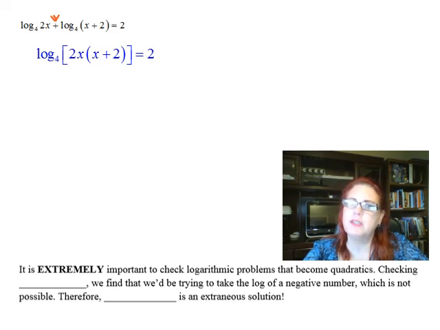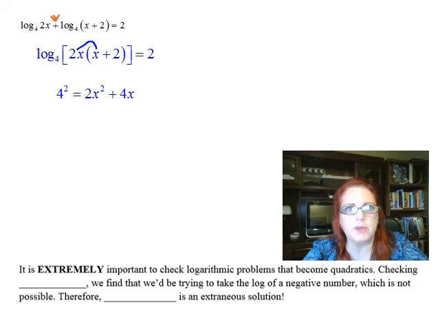So now I have a single log term that I can write an exponential equation for. 4 is my base, 2 will be my exponent, and that equals, now keep in mind, I'm going to take this argument 2x times x to get the 2x squared, and 2x times 2 to get the 4x. So I just distributed that. Now, 4 squared is going to be 16. So 16 equals 2x squared plus 4x.